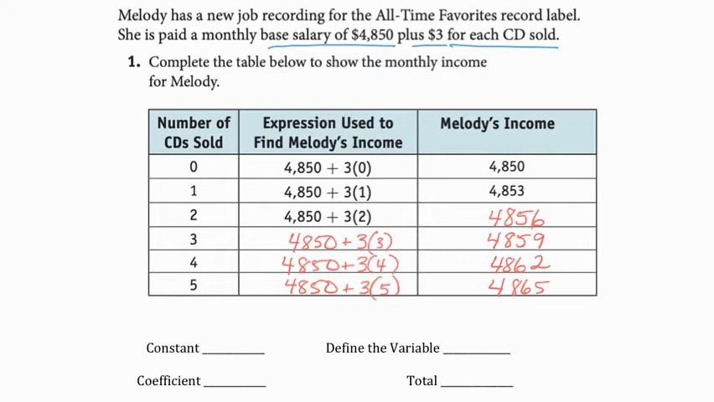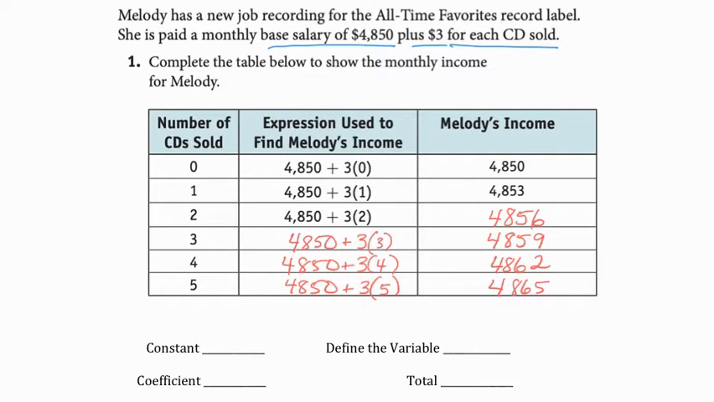So now we're going to take a look at our table and notice some patterns. What are the things that you're noticing every single time? Well, hopefully you're noticing that $4,850 every single time included in our expression. No matter how many CDs she sold, she's getting her base salary. And hopefully you're noticing that that 3 exists in every one of our expressions, and the only thing changing is what we're multiplying it by.